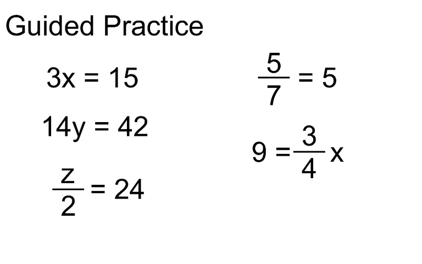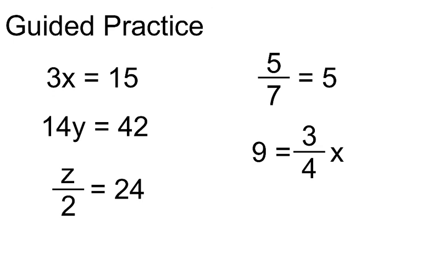Now it's your turn. I want you to carefully copy down these problems and try them on your own. So we have 3x equals 15. Then we have 14y equals 42. Remember, when we're using multiplication, what's the inverse of multiplication? Then we have z divided by 2 equals 24. Remember, fractions are just fancy words for division problems. And remember what the inverse of division is.